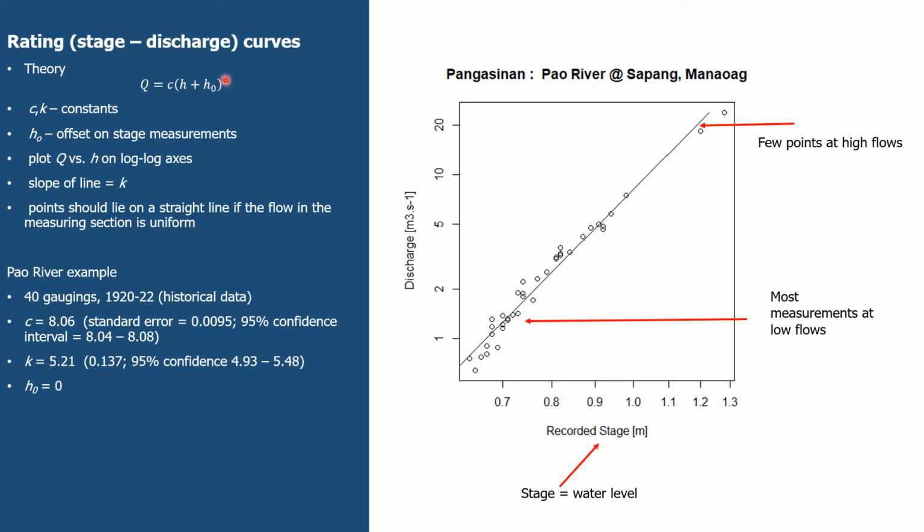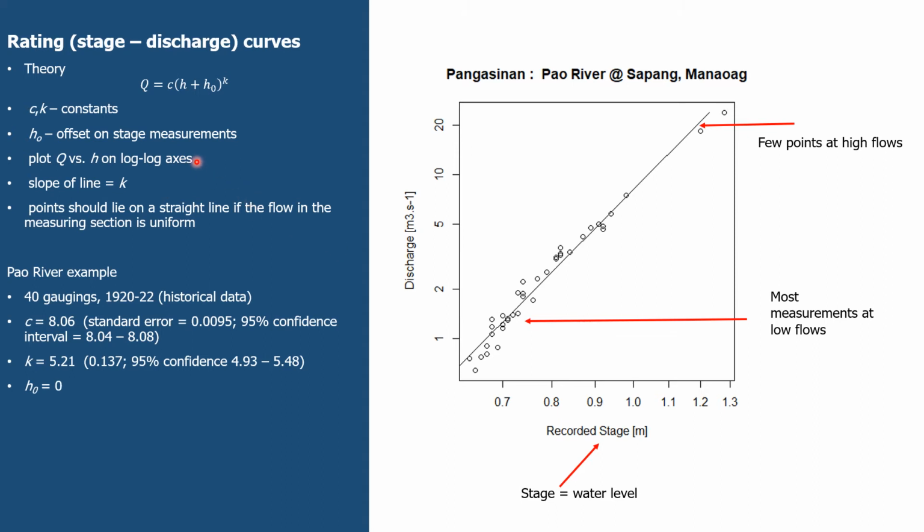Now, in order to make the analysis easier, we plot that on logarithmic axes. So now we have discharge against stage on a log-log plot, and we see that that becomes a straight line. The points lie quite close to the line. Note that the high flow points are maybe a little bit off, but we don't have many up there, so it's a little bit difficult to be really confident in that.